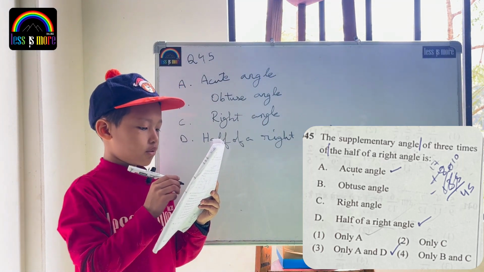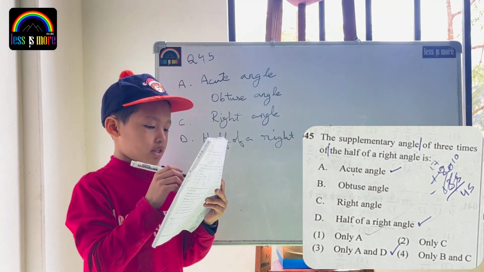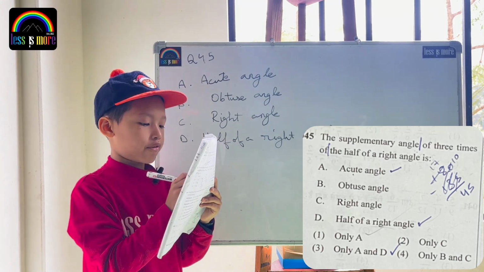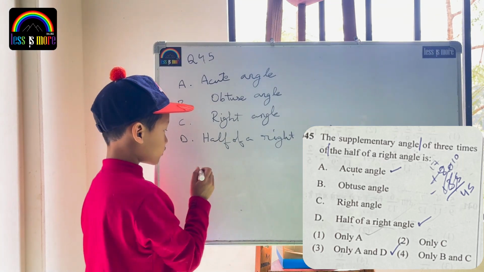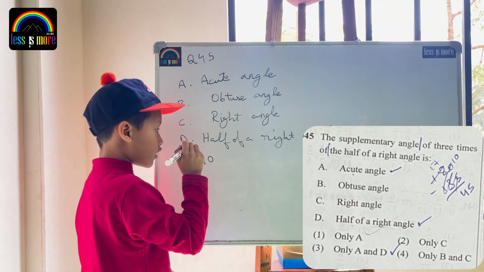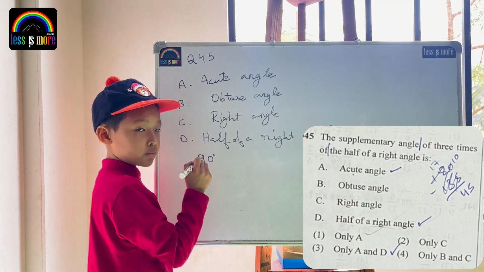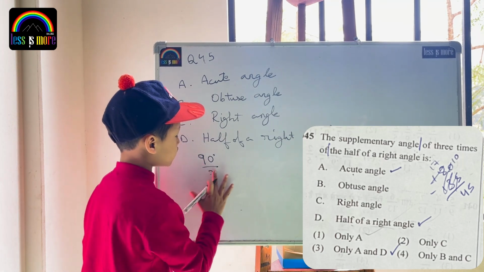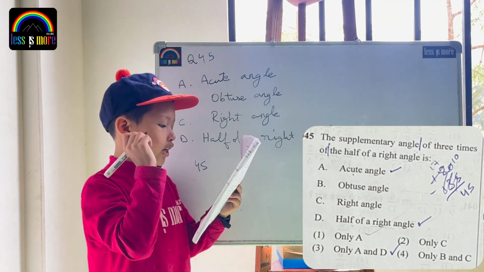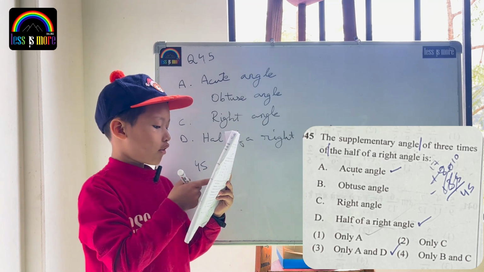To know this, we have to answer the question first. The supplementary angle of 3 times the half of a right angle is. So first we have to find the half of a right angle. To find the half of a right angle, we divide. We know that a right angle is 90 degrees, and we divide this 90 degrees by 2. The answer will be 45.